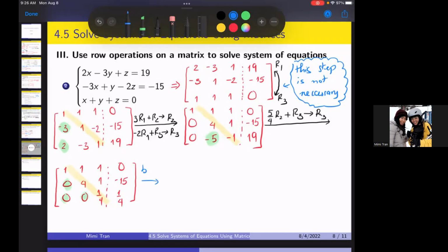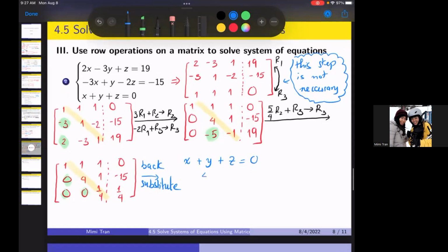Okay, now back to 2. You're going to bring x, y, z back. Back substitute. So 1, 1, 1, 0. So that means 1x plus 1y plus 1z equals 0. Second row, I have 0, 4, 1, negative 15. So that means 0x, I'm not going to write x, 4y plus 1z equals negative 15. I recommend you write it in order. It's just nicer. Third row: 1/4 z equals 1/4.